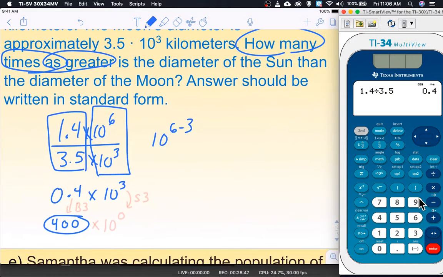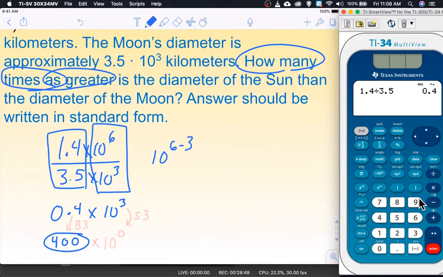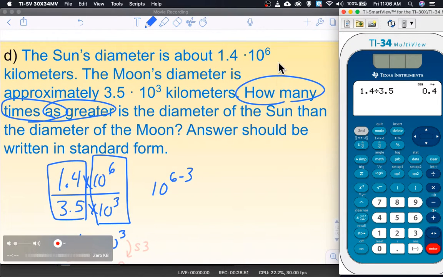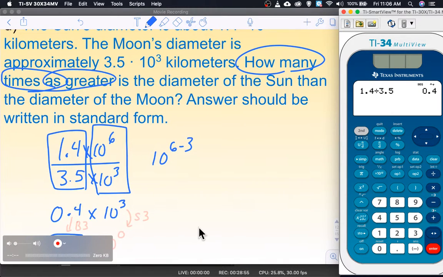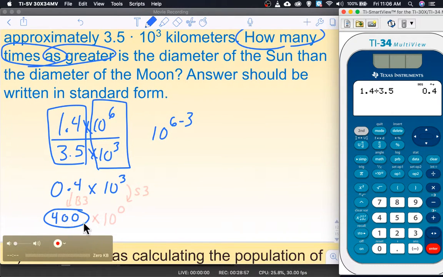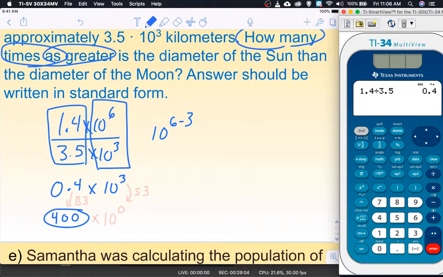So these are the approximate actual measurements for the sun's diameter and the moon's diameter. And we've just shown that the sun is about 400 times wider, has a diameter 400 times bigger than the moon. It's kind of cool.